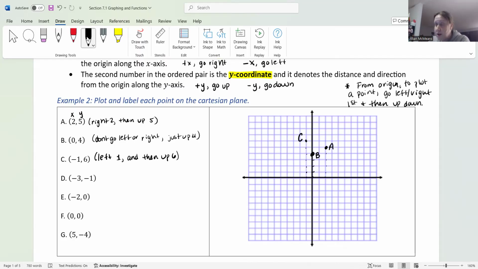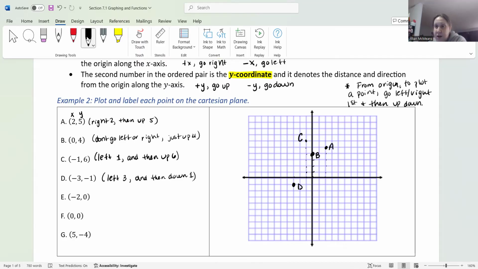Okay. Now for point D, we have (-3, -1). That means from the origin, I'm going to go to the left 3, and then from there, I'm going to go down 1. Okay, so at the origin, I'm going to go to the left 1, 2, 3, and then I'm going to go down 1, and that would put me right here. So my description would be left 3, and then down 1.